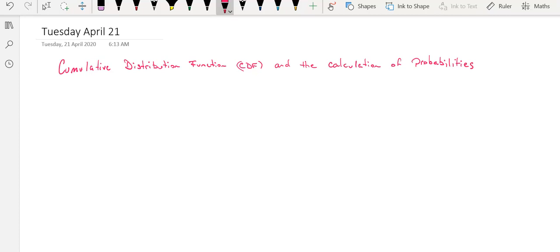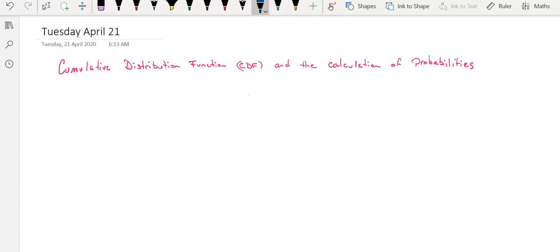Welcome to today's screencast on the cumulative distribution function. It's the CDF for a probability density function. This is pretty intense language. We're going to do some calculation of probabilities. Let me explain the idea behind what we're going to do today. We're going to look at what cumulative means. It's up to a point.